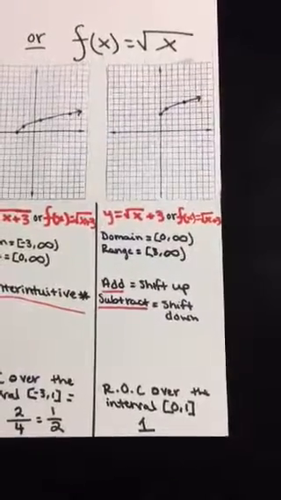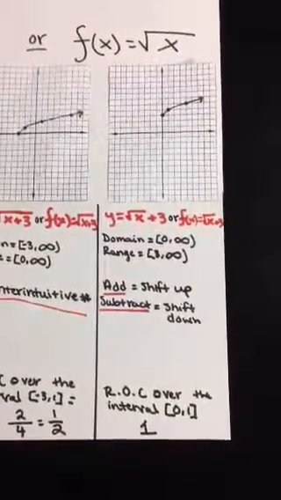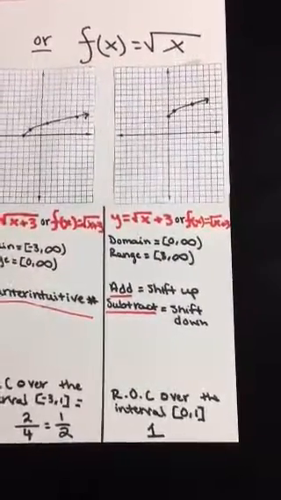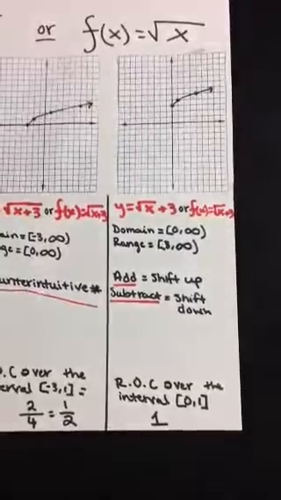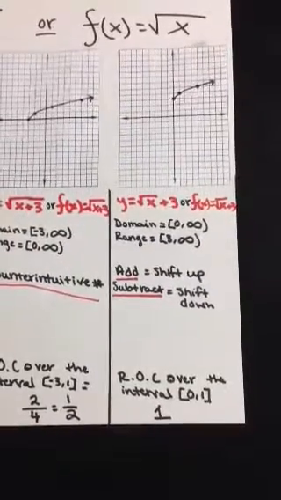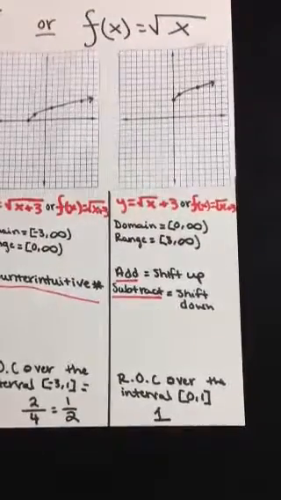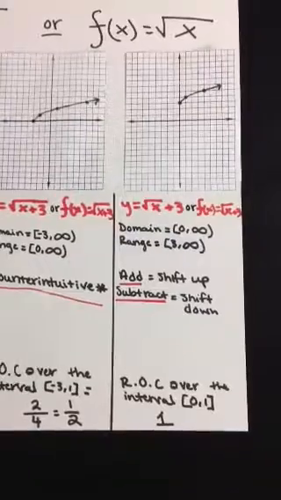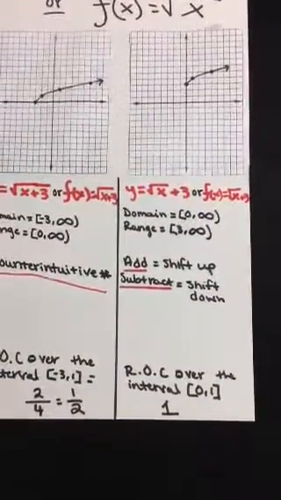The domain of this function, y, or f of x, equals the square root of x plus 3, is 0 to infinity. And the range of this function is 0 to infinity. The rate of change over the interval 0 to 1 would be 1. When graphing the square root function, remember your function can only shift up and down if the constant is added or subtracted outside the radical.